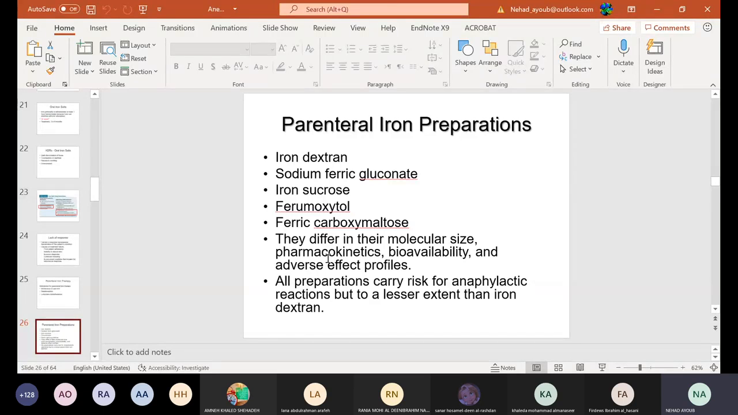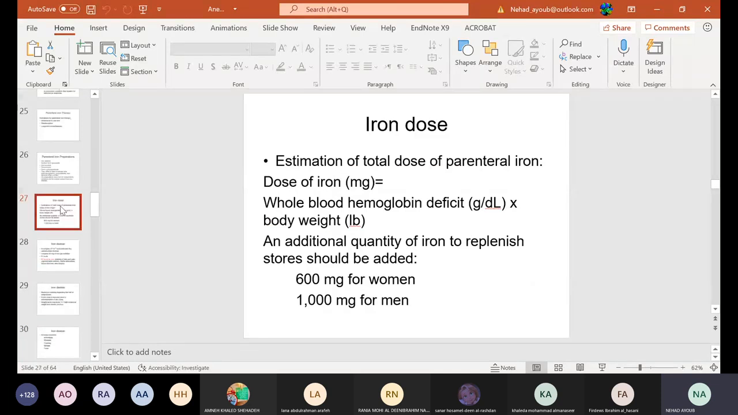Iron dextran, let me talk about the calculations first. When we give oral iron, we calculate that we need somewhere between 100 to 150 milligrams daily dose of elemental iron, to be divided into 2 or 3 doses. Okay, how should we calculate the amount of parenteral iron needed to give to the patient?